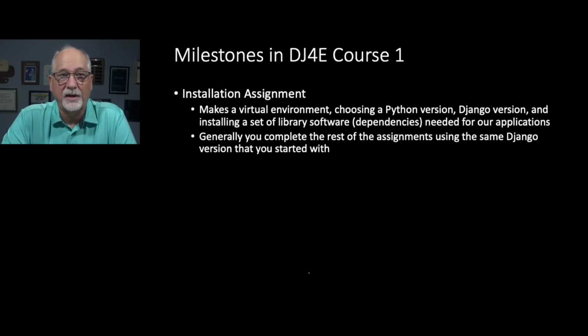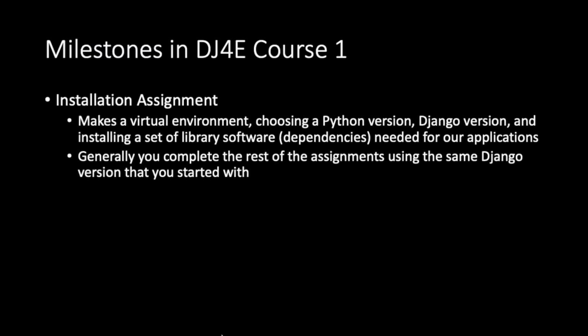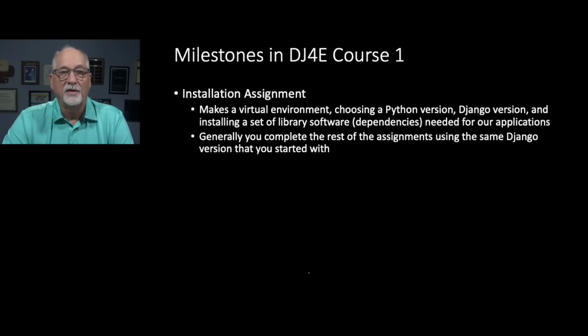Now let's talk about the impacts in the courses. The first impact is in Course 1, the first assignment of Course 1. You probably have already done this. That assignment inside of Python Anywhere makes a virtual environment which chooses a Python version, chooses a Django version, and then with dj4e-samples, it installs a set of prerequisites, requirements.txt. That's a bunch of library software, also known as dependencies, that are needed for our applications.